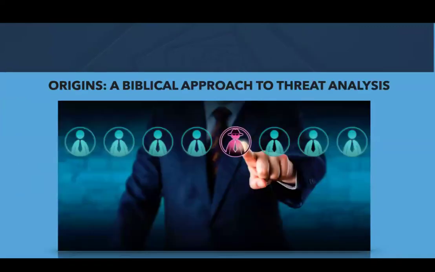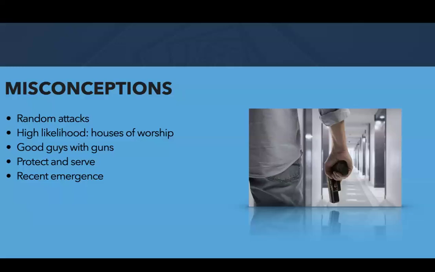Okay, so let's get into the biblical approach to this threat detection process. Just some misconceptions, I would say. Number one, there is no such thing as a random attack. Any attack that we see, it doesn't have to be a church, it can be any target. Human beings don't just randomly attack when you start talking about predatory violence. Okay, so there's nothing random.